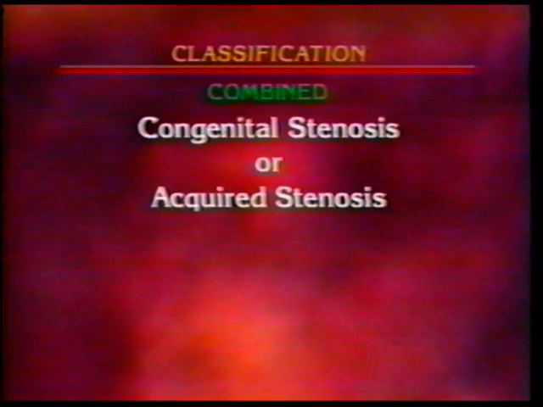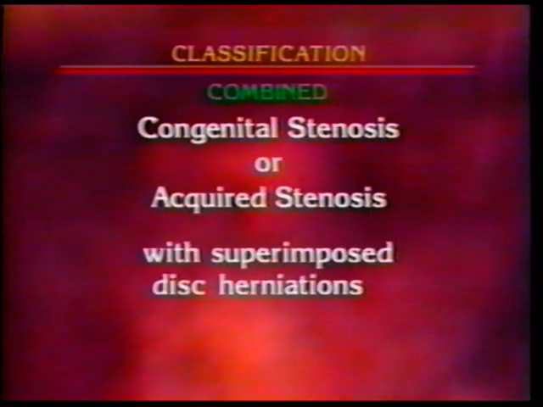The combined type of stenosis is either congenital or acquired stenosis with a superimposed herniation of an intervertebral disc, which leads to the onset of the patient's complaints of back and/or leg pain. We really need to look at the anatomic basis for lumbar stenosis before proceeding onward.